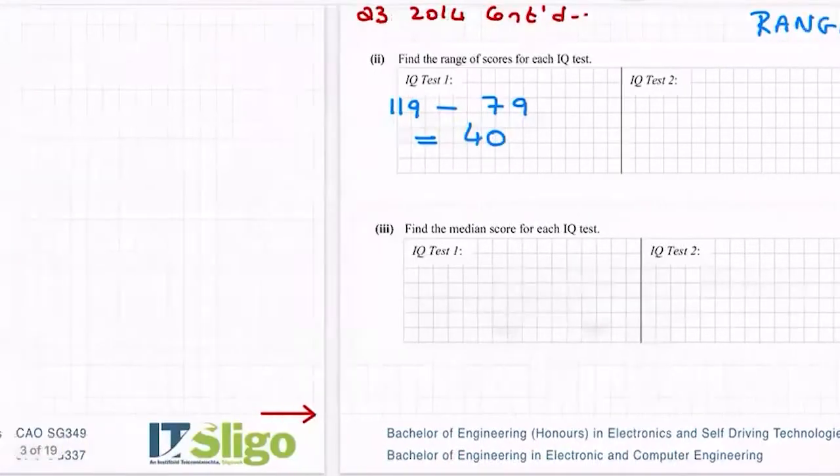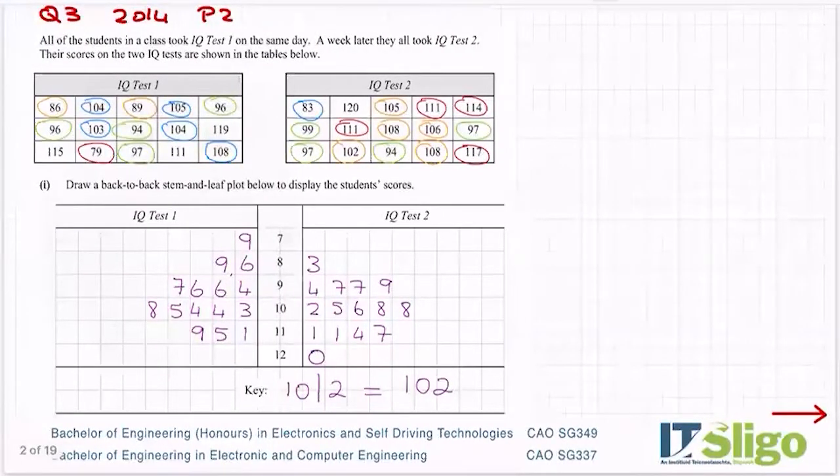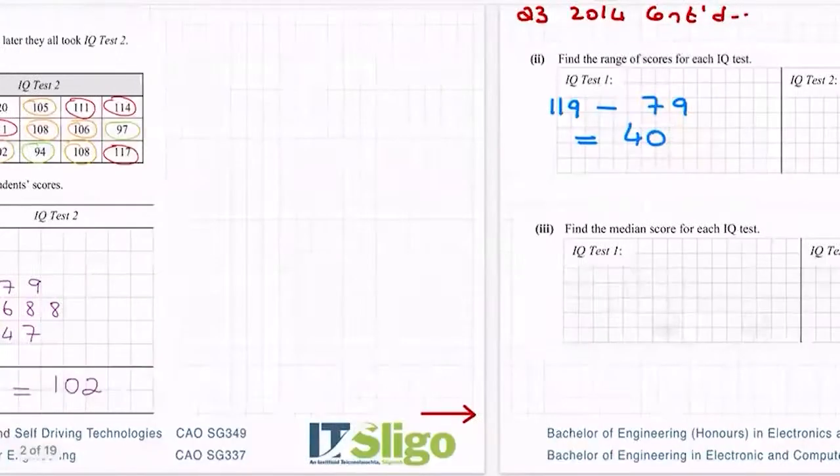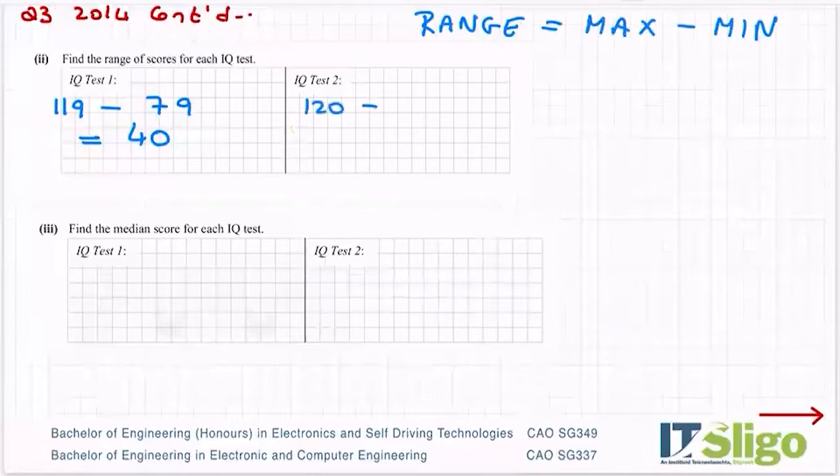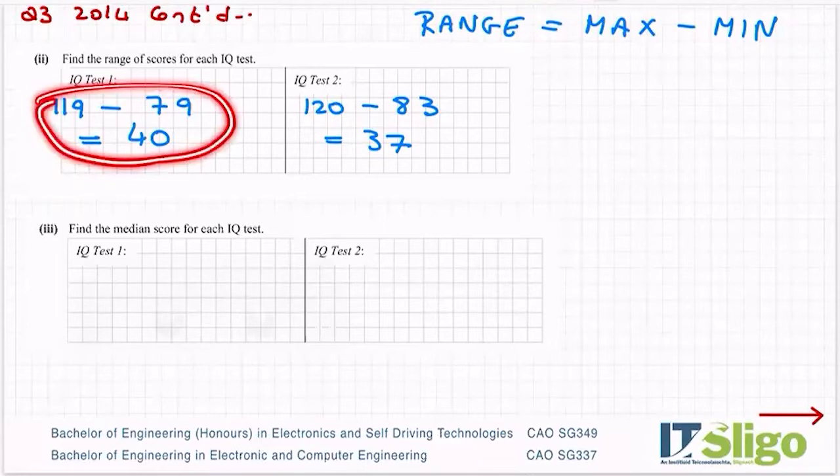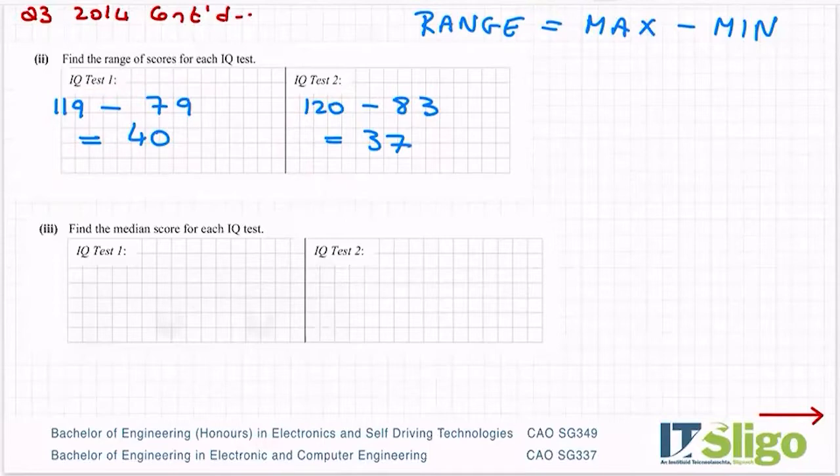And then you do the same for IQ test 2. Again, the biggest value is 120 and the smallest is 83. So 120 minus 83 is 37. Okay, so you can see the maths per se is not hard. Okay, that's just subtraction. No bother to you. You'd have done that in national school. What's been examined here is that you know all of these measures of statistics. So what is the range?